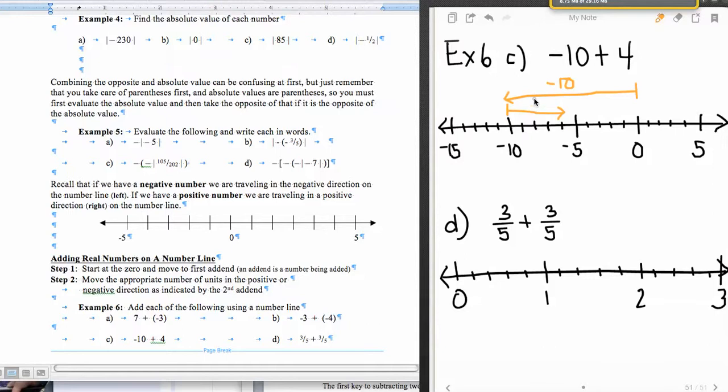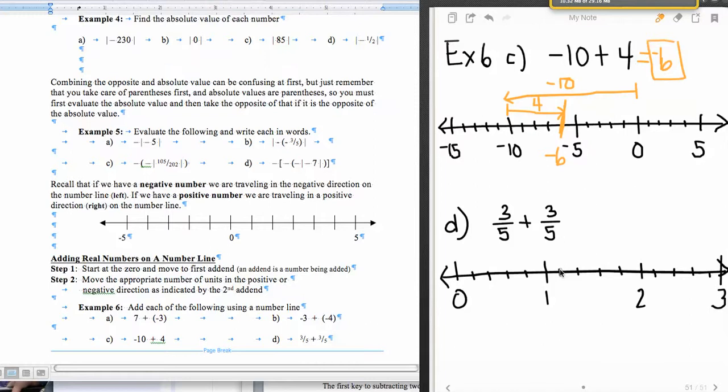Notice again how the sign shows us the direction that we move. Negative, we move left. Positive, we move right. And that puts us at that position right there, which is a -6. So this tells us that -10 plus 4 is a -6. And there's our final answer.